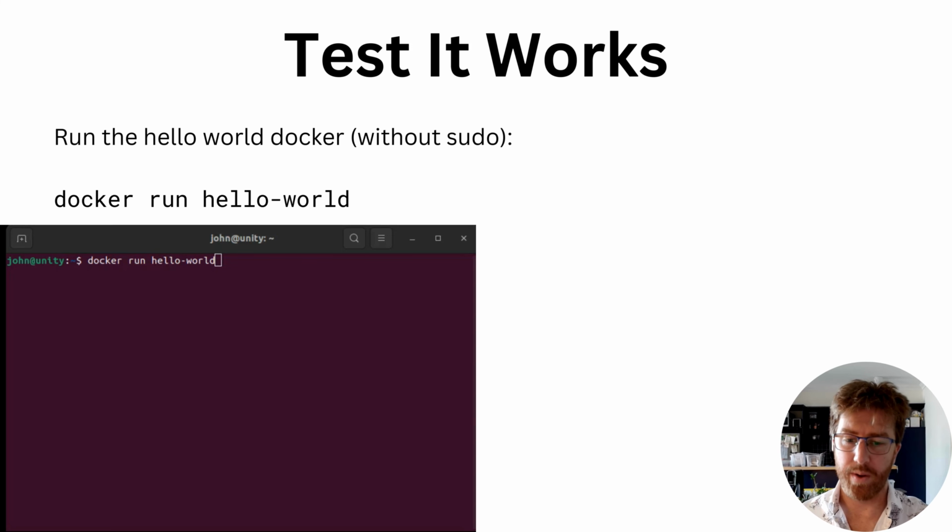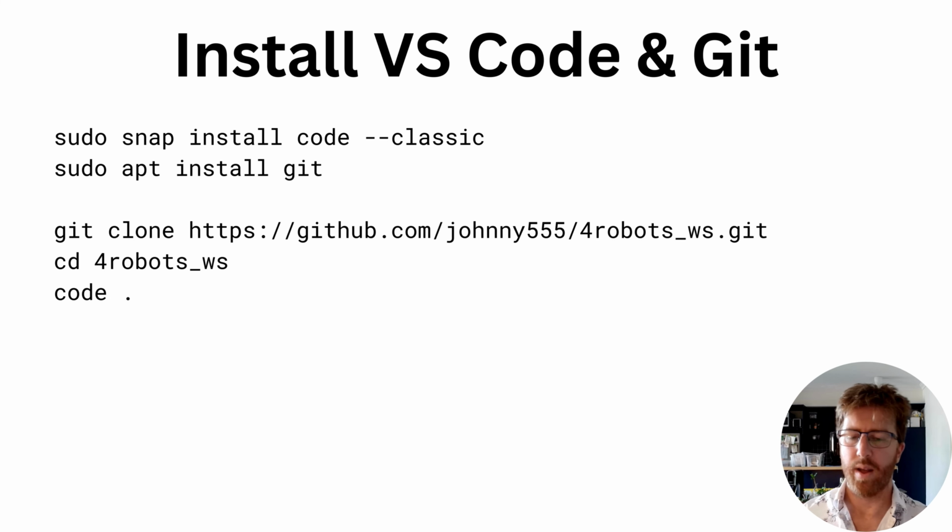Okay, and you'll know it works if this command works for you. So if you hit docker run hello-world. Okay, great. So now, just in a terminal, I need you to install code. You can use the snap store to install code: sudo snap install code --classic. We're also going to need git to get the main workspace repo. So git clone and away you go. And then finally, the last command, code ., is going to open VS Code.